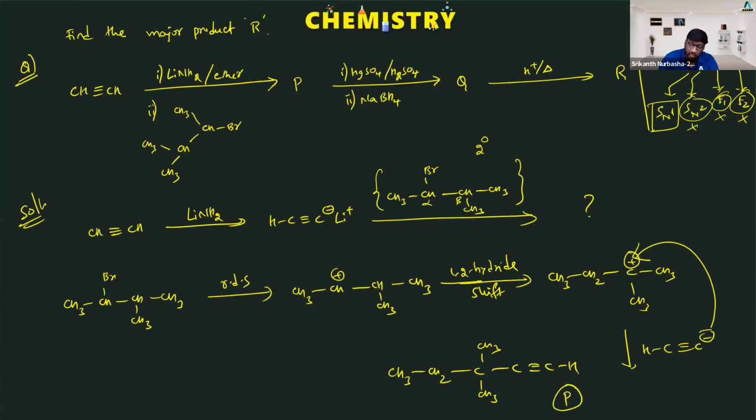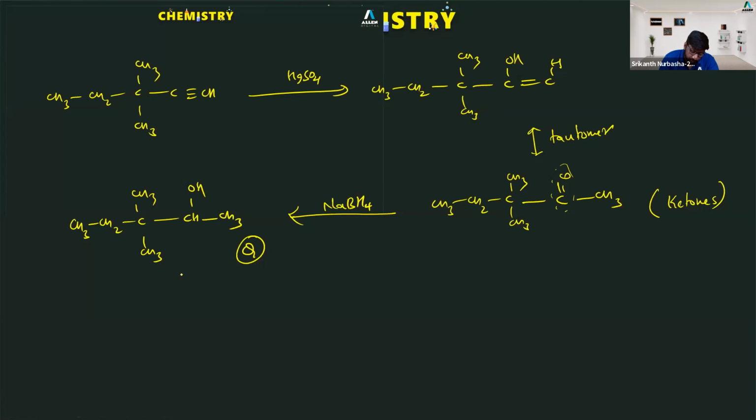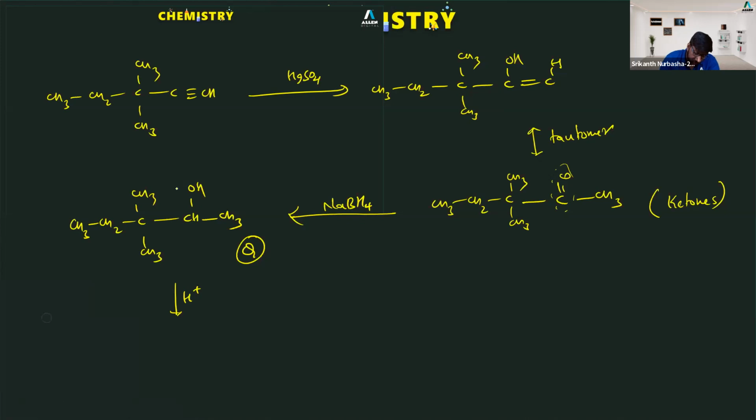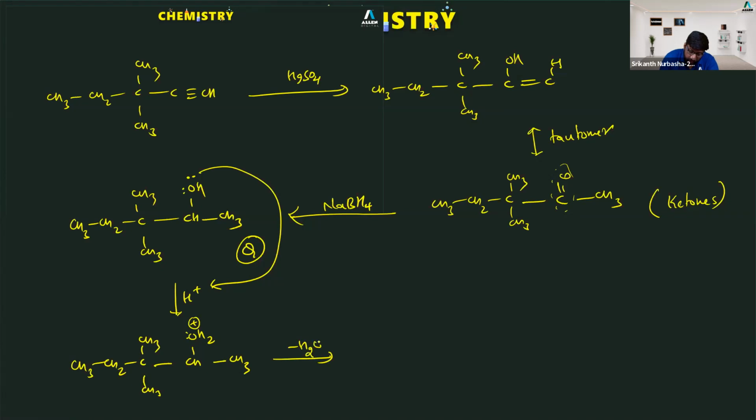Compound Q treated with H plus upon heating. What type of reaction is the last one? Acidic dehydration, dehydration of alcohol. Lone pair of electrons on oxygen attack the proton. In the dehydration of alcohol, the first step is the protonation of alcohol. The second step is the loss of H2O to form the carbocation. The third step is generating a more stable carbocation, because once a carbocation is obtained, rearrangements are possible.